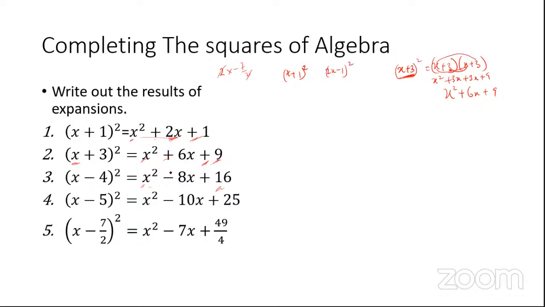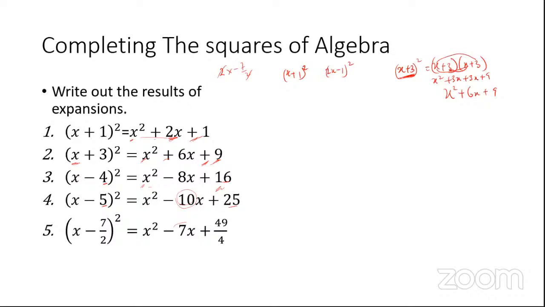Half of 8 is this 4. 4 squared will give us 16. Half of 10 is this 5. 5 squared will give us this. Half of minus 7 over 2 is this 7 over 2. And the square of it will give us this. I want to believe you understand my explanation. Let me go back again.